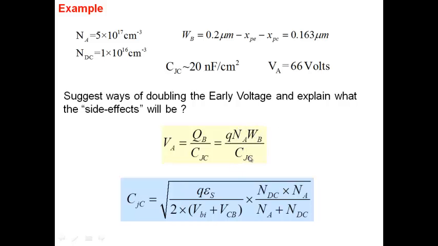Maybe I should focus on CJC. What do I need to do here? CJC, what will you do? You want to double the early voltage. The only thing you have is ND, the doping in the collector. What do you do to the collector doping?